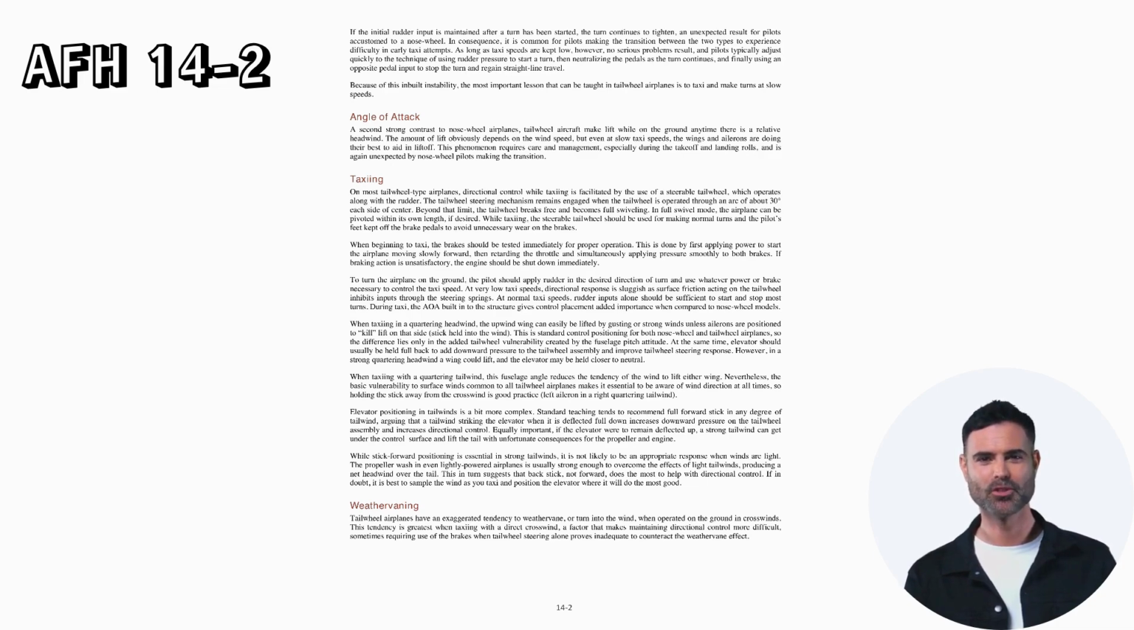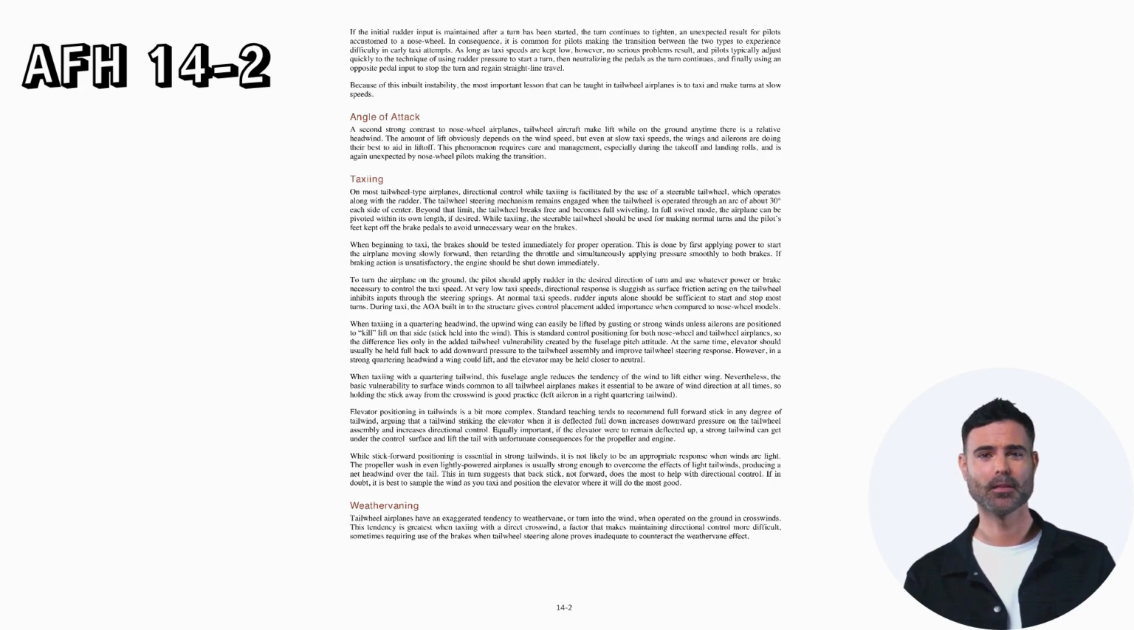This is done by first applying power to start the airplane moving slowly forward, then retarding the throttle and simultaneously applying pressure smoothly to both brakes. If braking action is unsatisfactory, the engine should be shut down immediately.